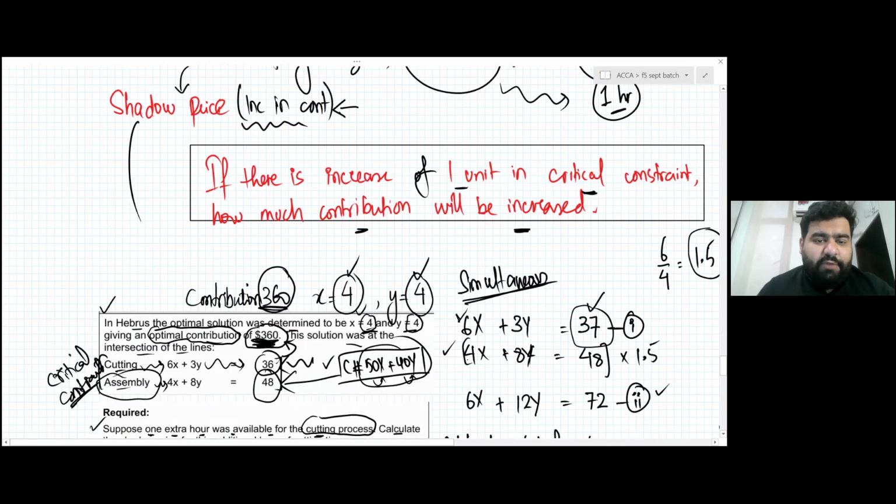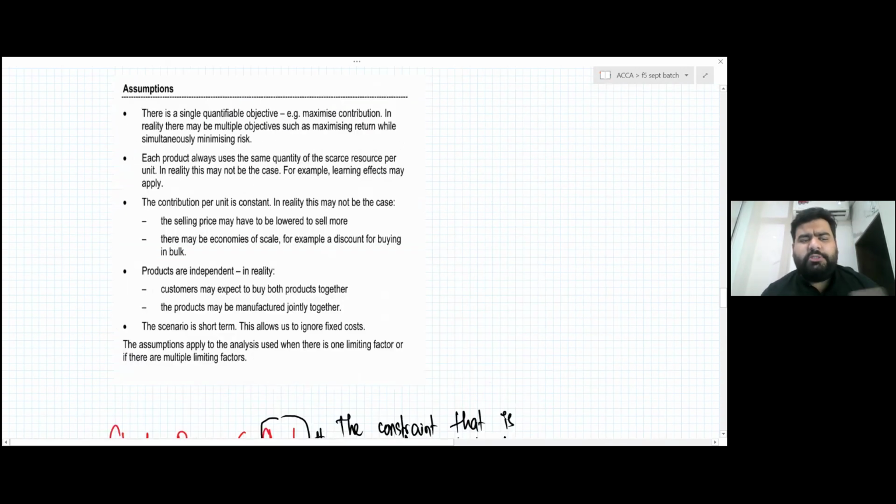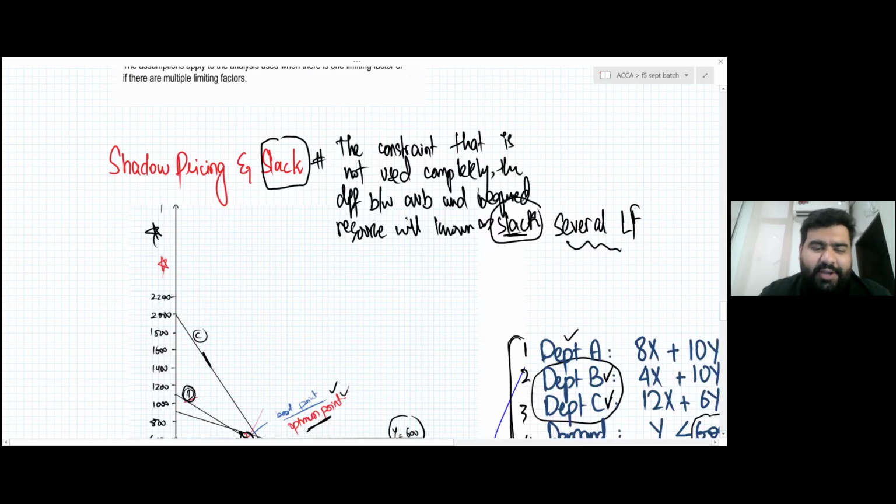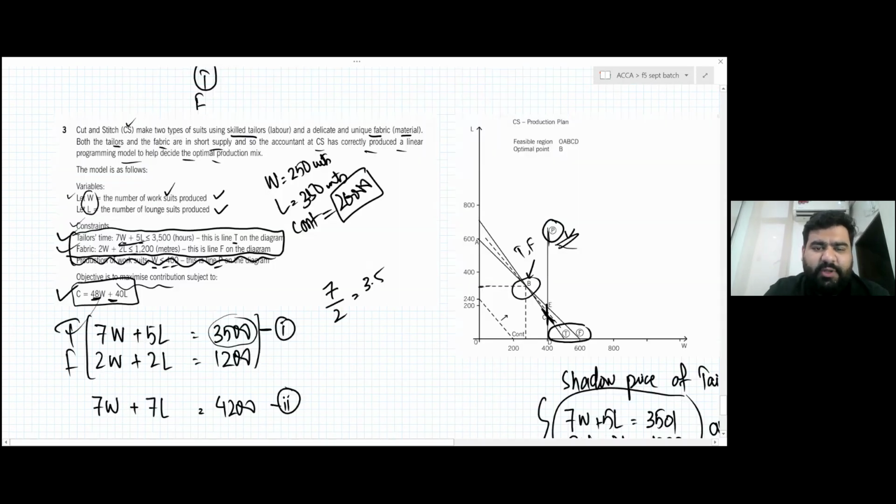The last thing that we have to do is to discuss the assumptions of the limiting factor. There are some assumptions of the limiting factor. First of all, there is a single quantifiable objective. Actually, limiting factor assumes, wait a minute. Okay, I just forgot that we have already discussed this assumption in the last lecture. So the chapter is ended here, completely.